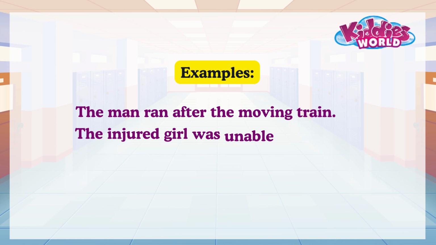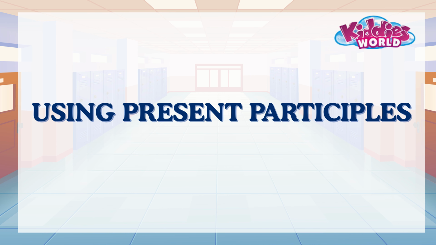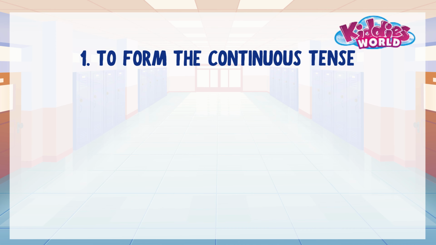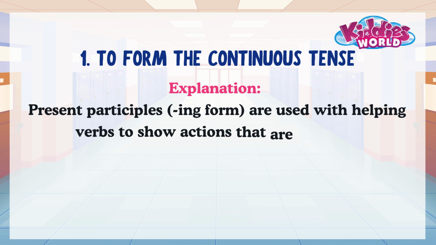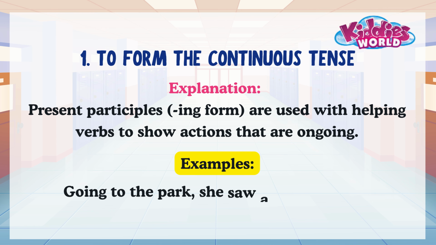Examples: the man ran after the moving train. Using present participles. 1. To form the continuous tense. Present participles, ing form, are used with helping verbs to show actions that are ongoing. Example: going to the park, she saw a pretty flower.